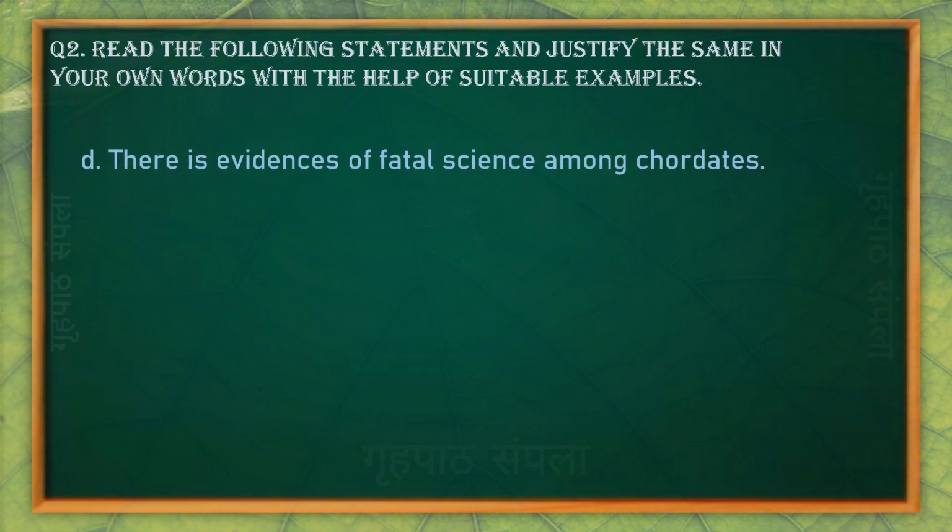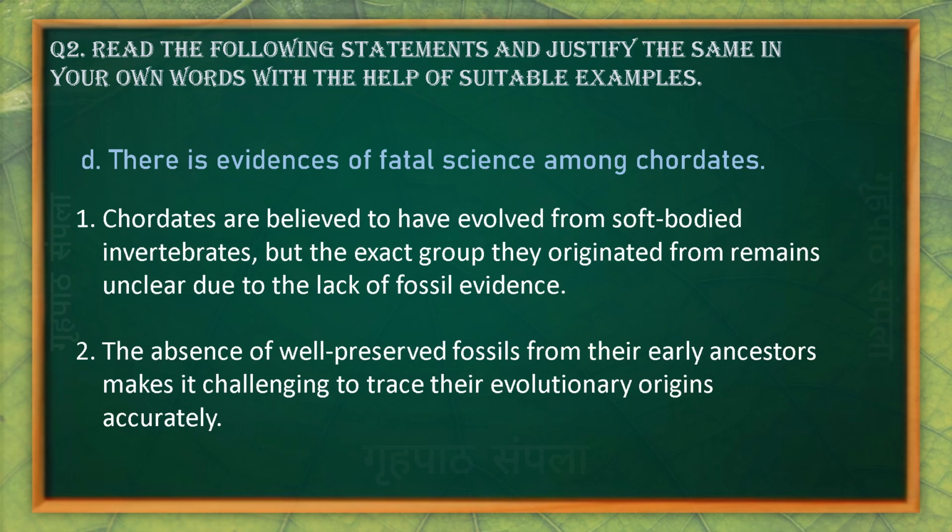D. There is evidence of embryology among chordates. Answer 1. Chordates are believed to have evolved from soft-bodied invertebrates, but the exact group they originated from remains unclear due to the lack of fossil evidence. 2. The absence of well-preserved fossils from their early ancestors makes it challenging to trace their evolutionary origins accurately.